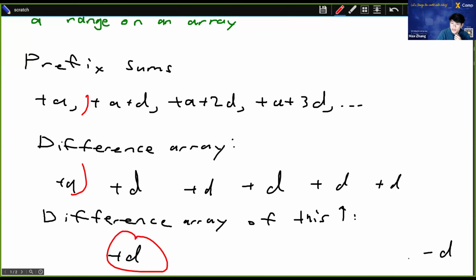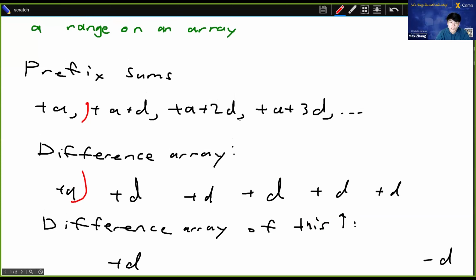You add D at some position and you add minus D at the end of the range, and you take a prefix sum on this. The effect is that you basically add D to a range of different values. And if you take a prefix sum of this again, then the effect on the final array is that you do plus D, plus 2D, plus 3D, plus 4D, and so on. And that is the desired effect that you want to achieve. So ultimately, with this trick, we are able to add an arithmetic progression to any range on an array just by doing prefix sums twice, right?